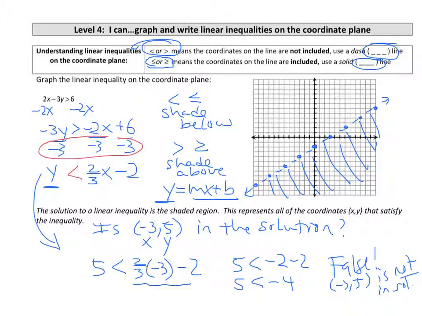Okay, and if we look at negative 3, 5 on the graph, that point is right here. And we can see that it's not in the shaded part. That also tells us that we shaded the right way.